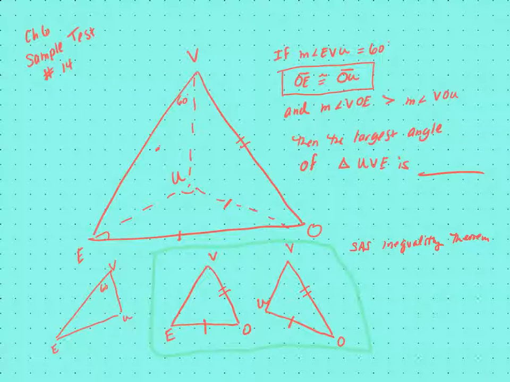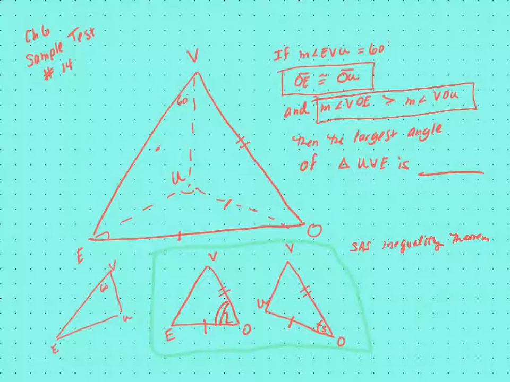Next we're going to use our third piece of given information. It says the measure of angle VOE, which is this angle right here, is larger than, so we put an L for large, you could put a B for big or something, angle VOE is greater than the measure of angle VOU, this angle. So I'm going to put a little s for small.